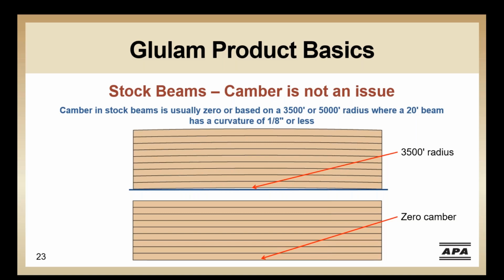Beams ordered with camber, like unbalanced beams, also have a unique top and bottom, and this will be noted on the beam. However, stock beam camber is not an issue as they have little or no camber and are nearly flat. When manufacturing tolerances are considered, the difference between a cambered stock beam and a flat beam becomes less apparent. There's a common misconception that all glulam beams are cambered and can create a hump in the floor. I really just wanted to highlight that this is not the case with stock beams, and they can be used in similar applications as structural composite lumber.